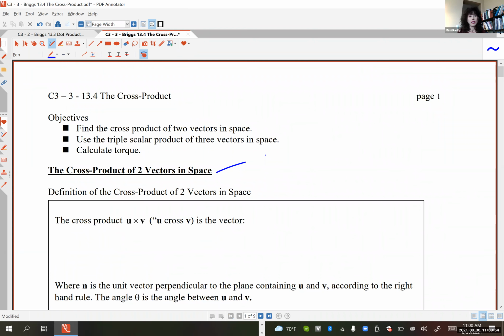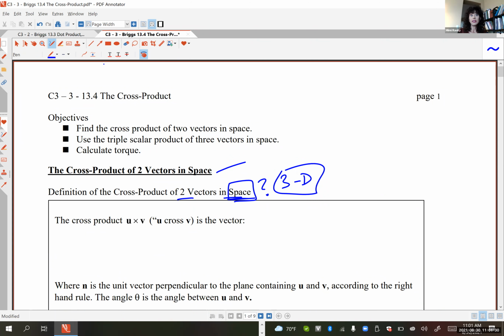Cross product. Okay, the definition of a cross product of 2 vectors in space. What does space mean again? Quick. 3D. Exactly. Thank you. Yep, 3D. Now, it turns out that cross product is very restrictive. You can only do cross product in 3D. There's no such thing as cross product in 2 dimensions or 4 dimensions or 5 dimensions or 20 dimensions. No such thing as cross product.